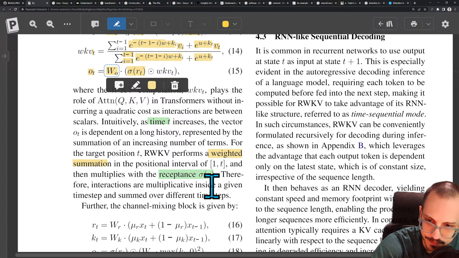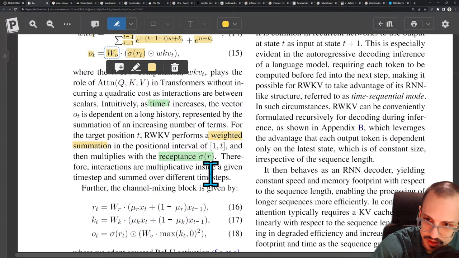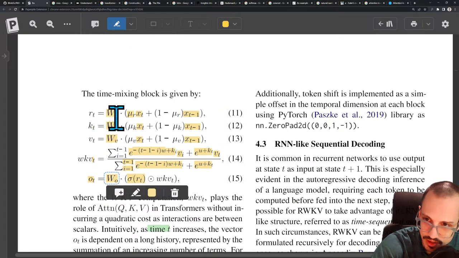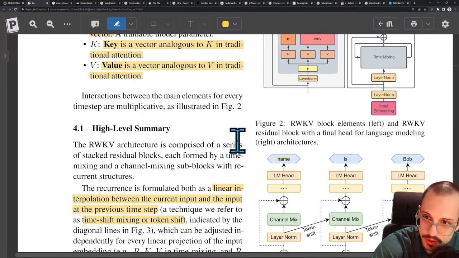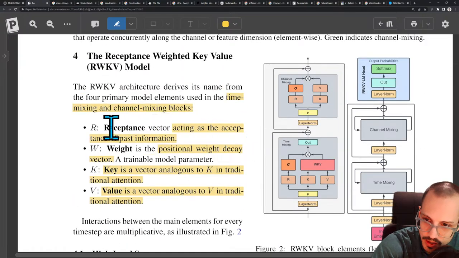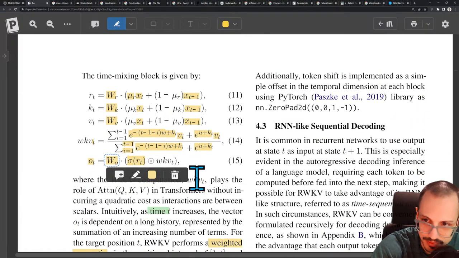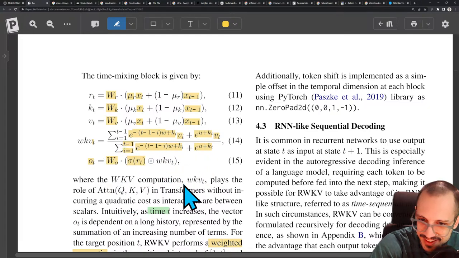is an extra weight. WR, WK, WV, WO. WR, WK, WV. And then I guess WO is this one here. Just assuming, because it's the only one that doesn't appear there. I would have called it WW, I guess. The WKV plays the role of attention in Transformers.